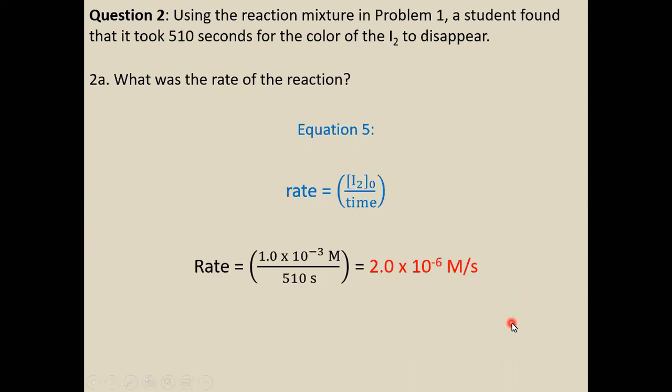And that is the value that we will plug into equation 5. Okay, equation 5 should be using a molarity value. So we'll take that molarity and divide it by our time in seconds. And that gives us a rate for this reaction of 2.0 times 10 to the negative 6 molarity per second.